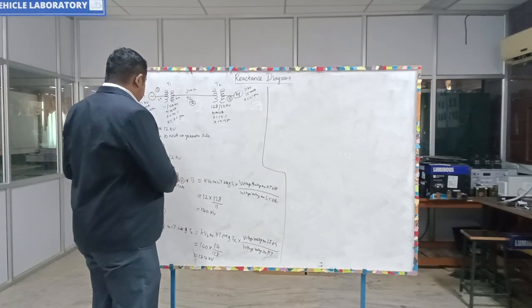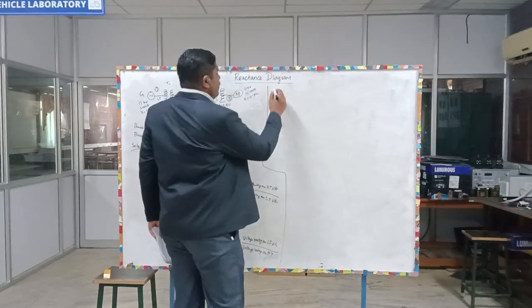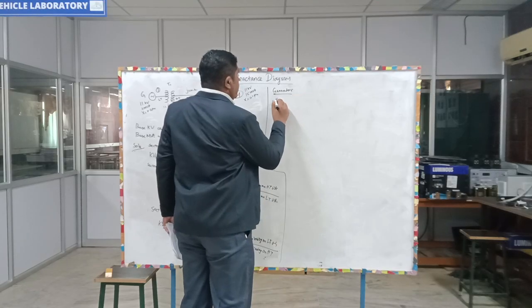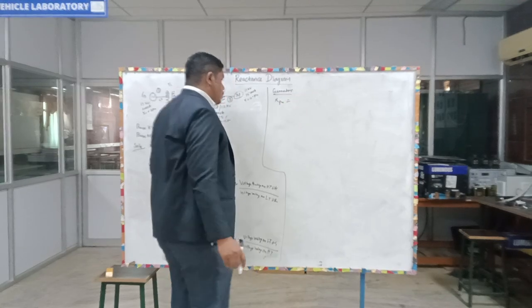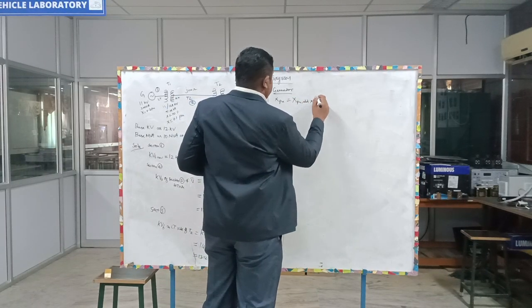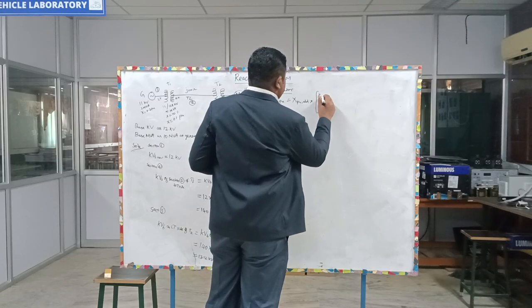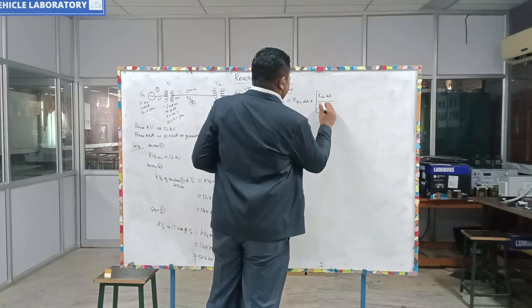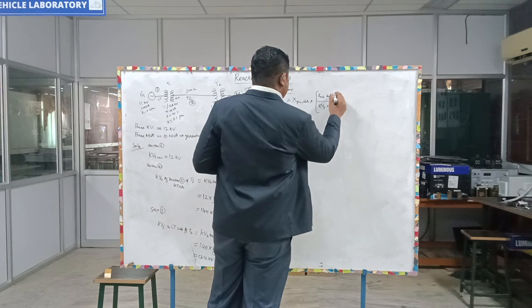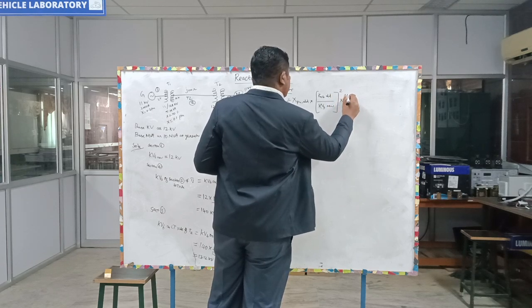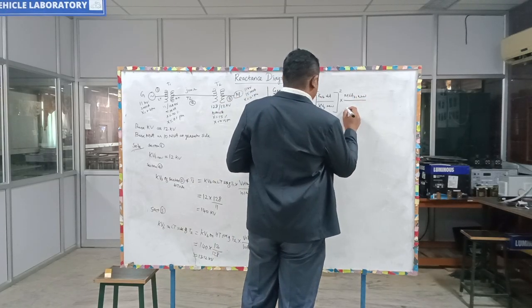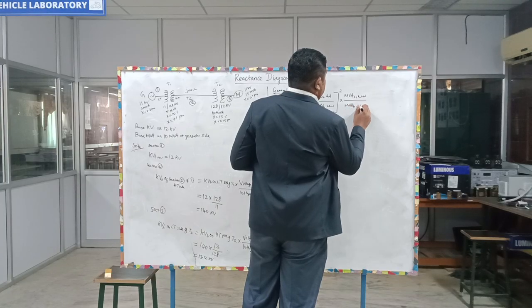Next, you have to calculate the per unit reactance for each section. First you have to calculate it for the generator. The formula is X per unit new equals X per unit old into the square of kV base old divided by kV base new, into MVA base new divided by MVA base old.